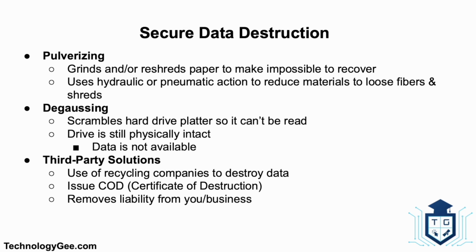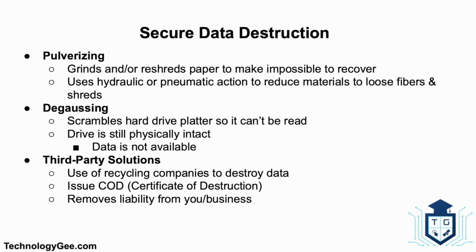Then we have what is called degaussing, and this involves using a powerful device known as an electromagnetic degausser or a permanent magnet degausser, which is used to scramble the hard drive platter so that it cannot be read by anyone. Although the drive is still physically intact, all of the data and the control track data are missing. This method is preferred if you want to keep a hard drive simply for display purposes.